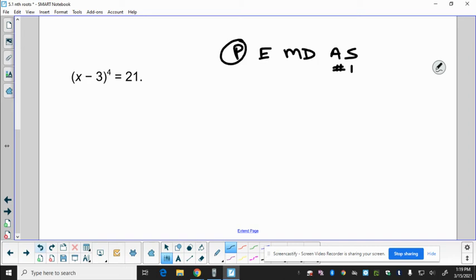So what we need to do is we need to look through this. We don't see addition or subtraction. We don't see multiplication or division, but we do, outside the parentheses, see an exponent. We need to undo this. Okay, what do you want to do? I'm going to do a 4th root.